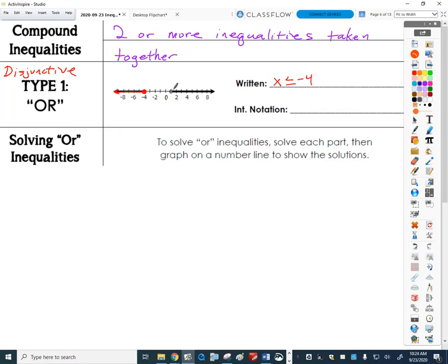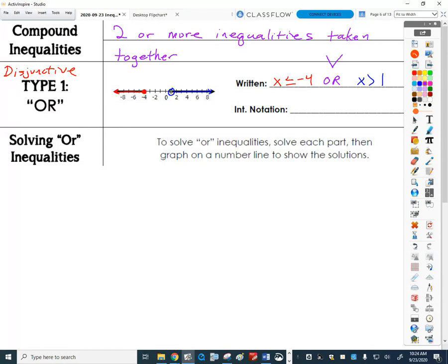What about this part of the graph, the blue part? X is what? X is greater than +1. And because those are separate intervals, I have to connect those with an or. Now, our symbol for or in math is just like a capital V. That's our mathematical symbol for or.